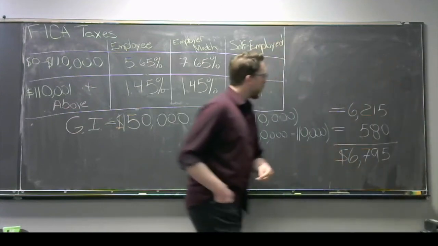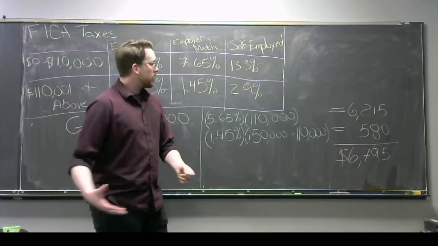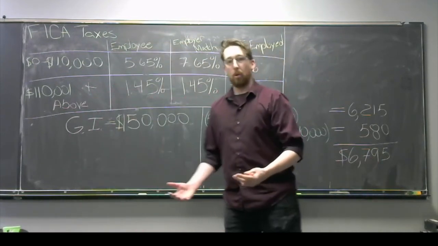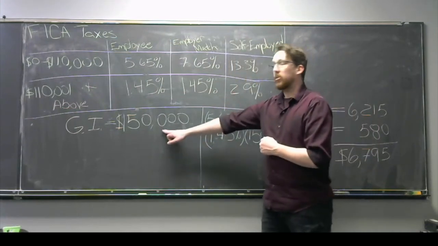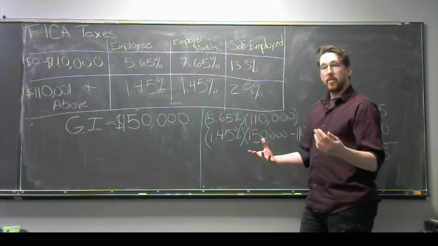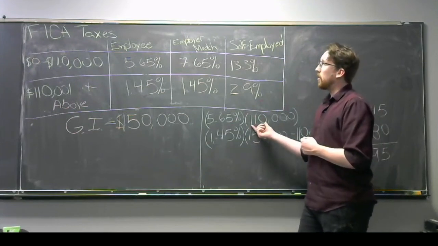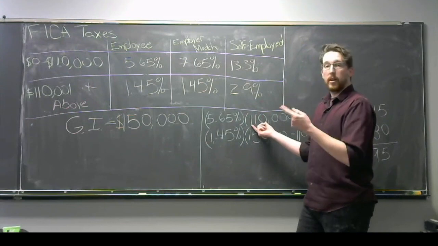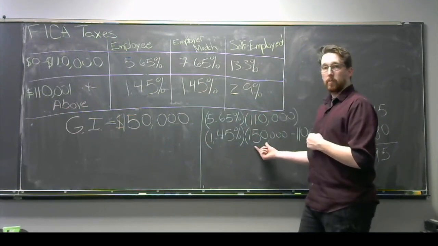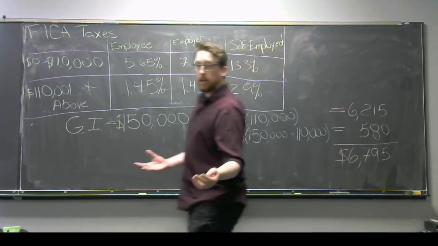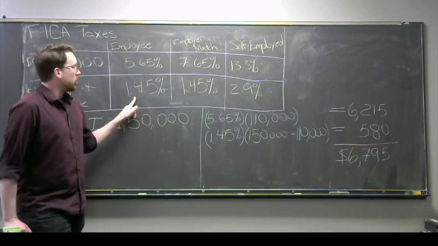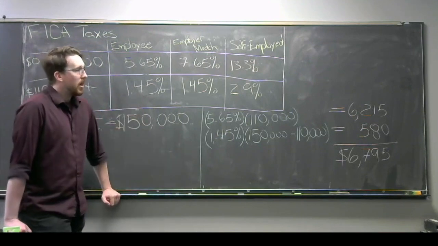So your personal FICA tax would cost you $6,795 as an employee making $150,000 a year. And the way we found that was by taking the first $110,000 and calculating 5.65% of that, and then taking the remaining amount, so the remaining $40,000, and taxing that at 1.45%, and then adding them together.